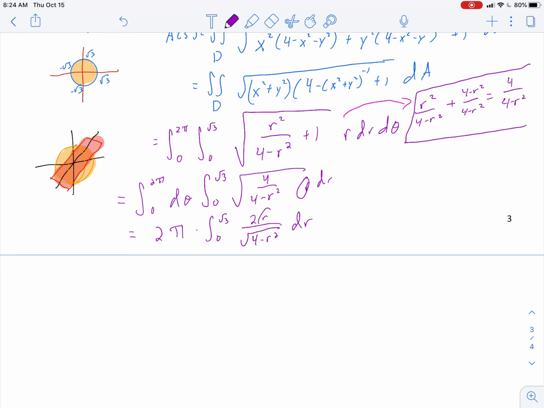All right, so again, square root of 4 is just 2. That's how I got the 2. And then I put the r that was on the outside in the numerator. So that's how I got that 2r there.